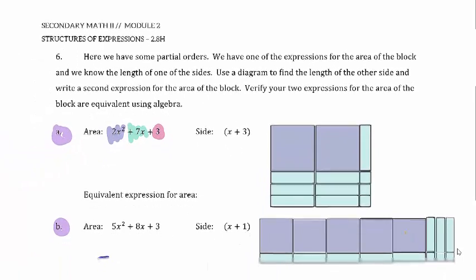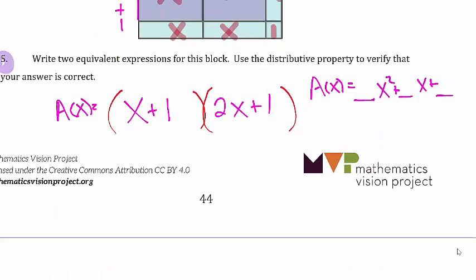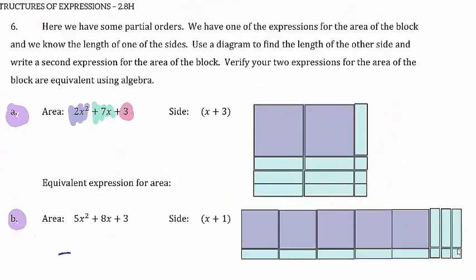Here we have some partial orders. We have one of the expressions for the area of the block, and we know the length of the sides. Use a diagram to find the length of the other side and write a second expression for the area of the block. Verify your 2 expressions for the area of the block are equivalent using algebra. So again, I want to show you, here we go. Here's the long version, like you need to write right here, the multiplied out version.